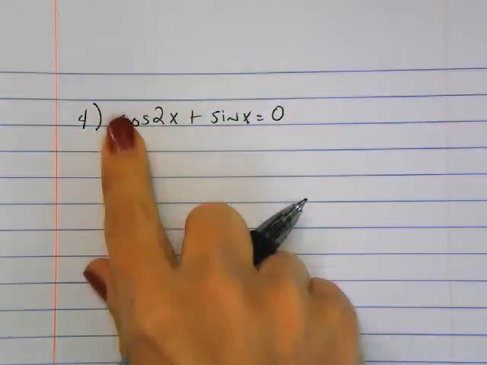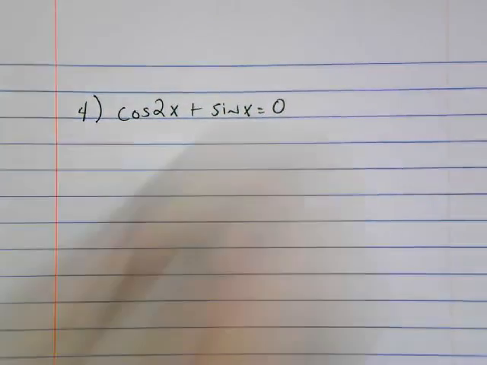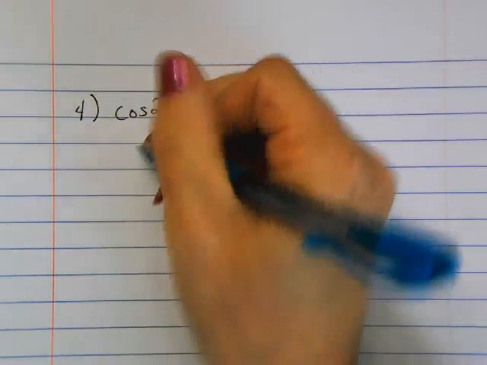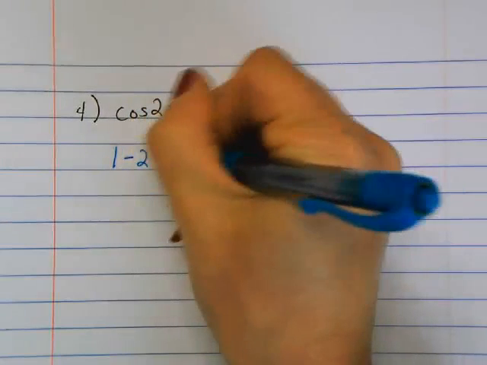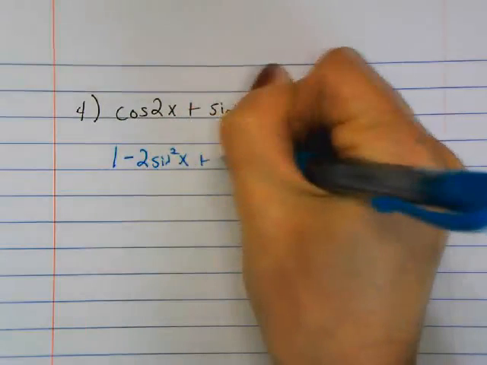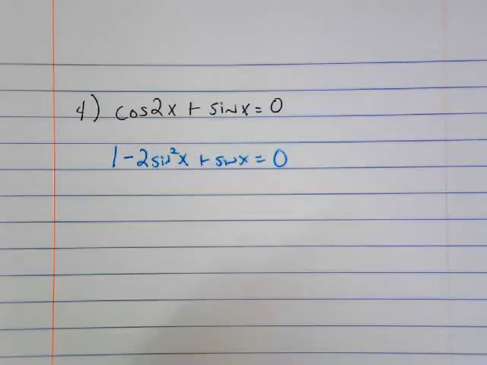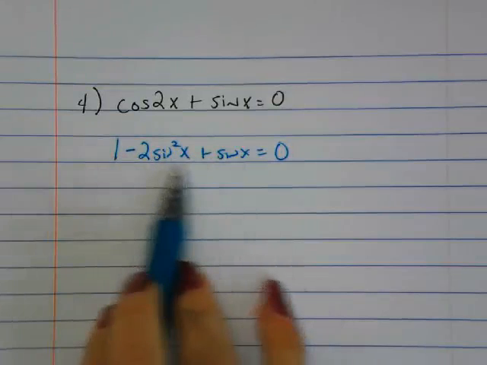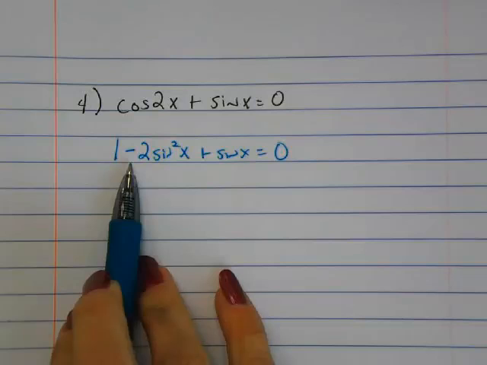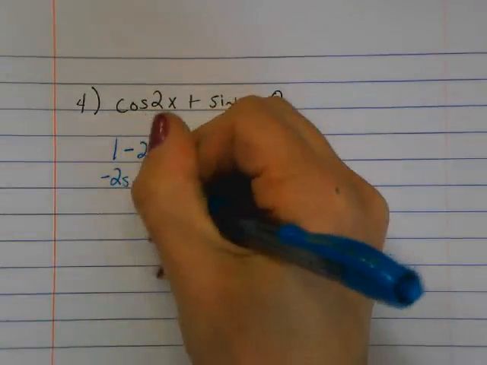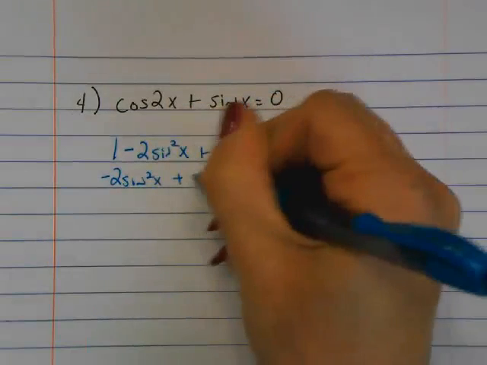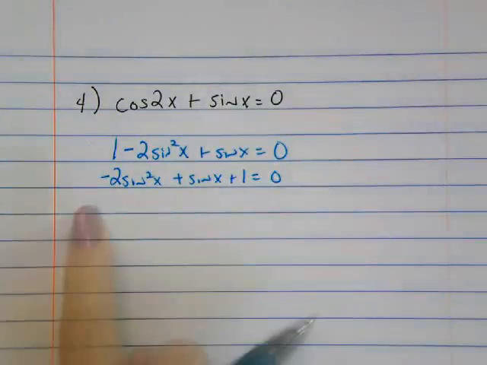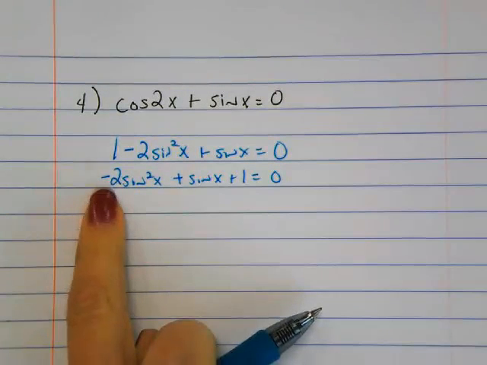That's a good thing. So I'm going to replace cosine 2x with 1 minus 2 sine squared x, plus sine x equals 0. Once again, the reason I chose this formula is because it got everything in terms of sines. So I'm going to write this as negative 2 sine squared x plus sine x plus 1 equals 0. I just rewrote its order. Remember back from Algebra 1, we said we never like leading with a negative.